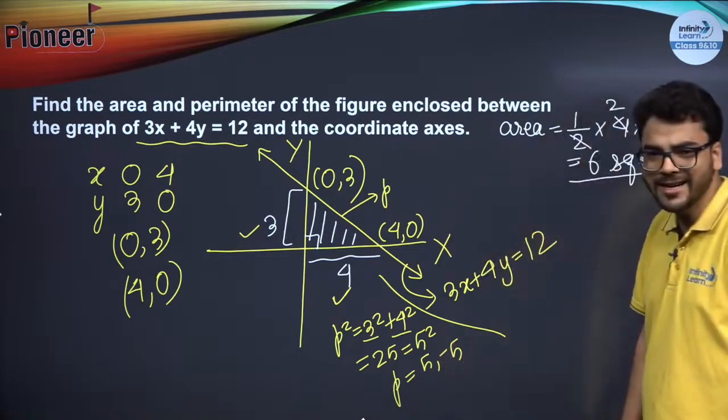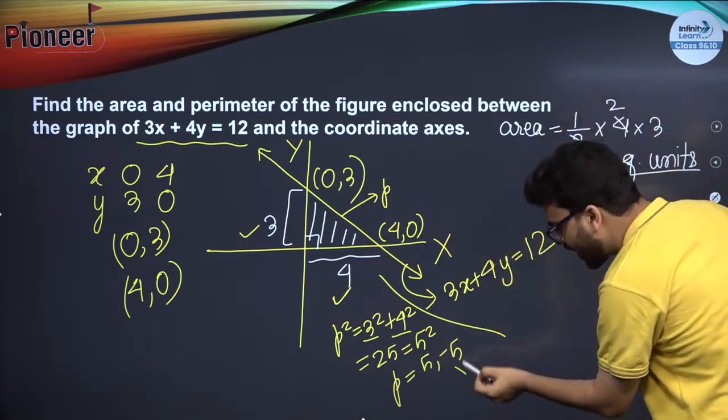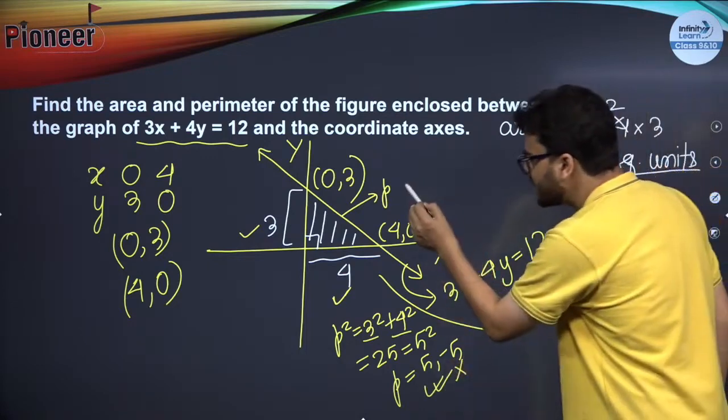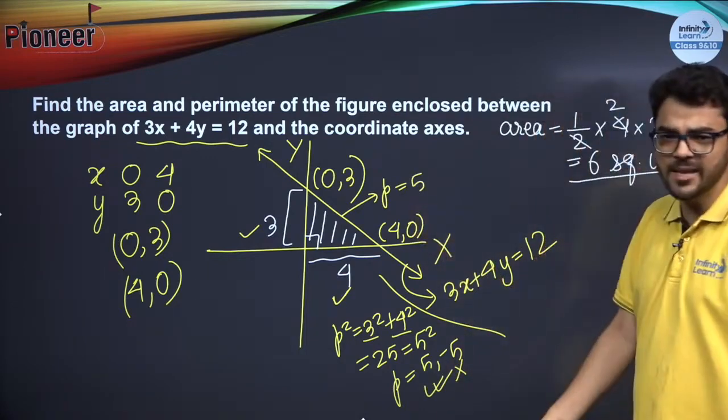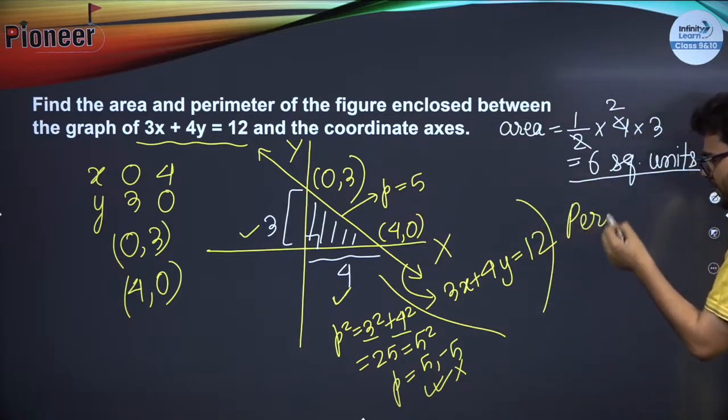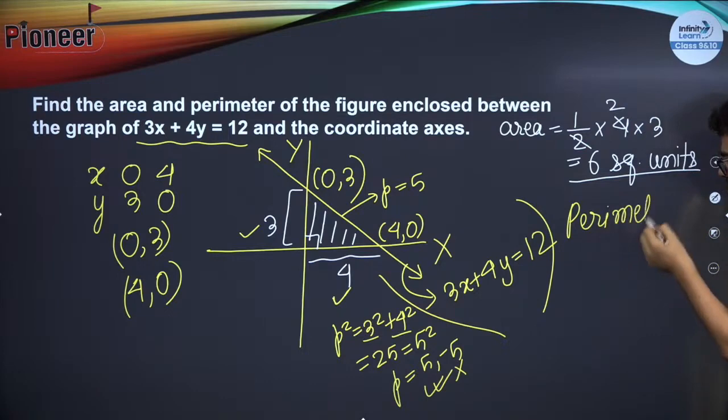But we are talking about the distance, so we will neglect the negative value. So p is equal to 5 we have to take. So we have got p is equal to 5 over here. So what is the perimeter now? Tell me. Perimeter is very simple over here. That is the length of the boundary, correct?